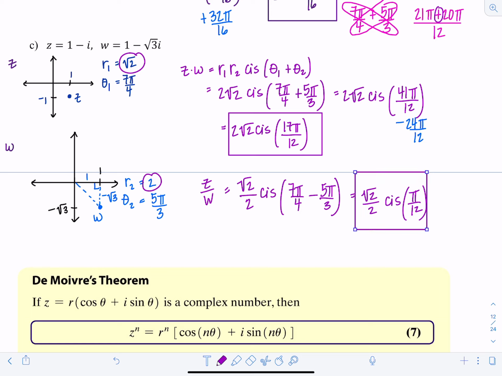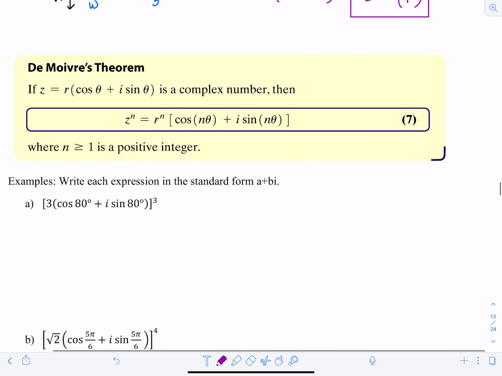Very nice. Now let's get on to the finale of the lesson, DeMoivre's theorem. Very exciting. So if z equals r cosine theta plus i sine theta is a complex number, then z raised to the nth power is equal to r raised to the nth power, and then you take the angle theta and you multiply it by n, okay? Where n is greater than or equal to 1, and it has to be a positive integer. So you're not going to raise it to a fraction like 1/2 or something like that.